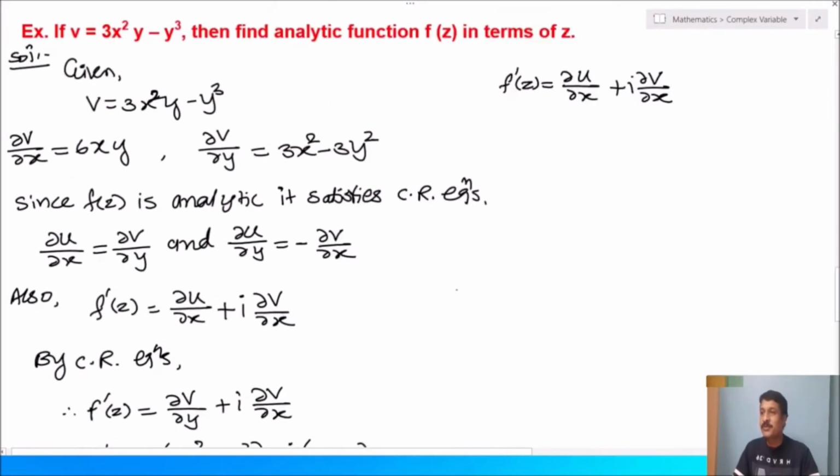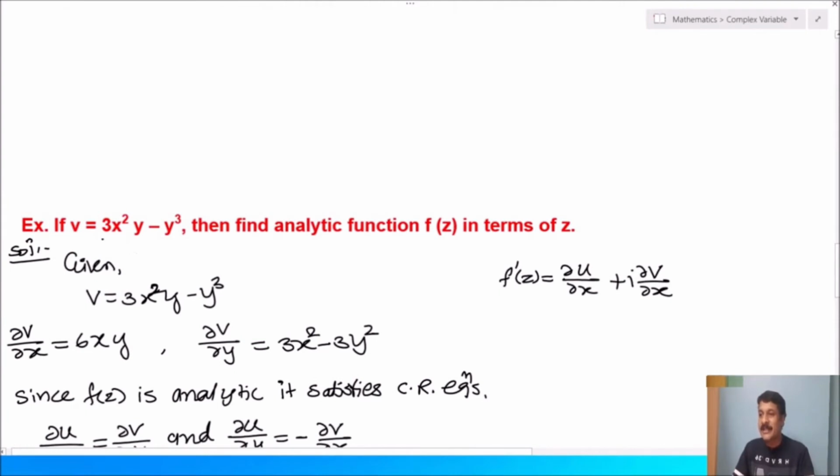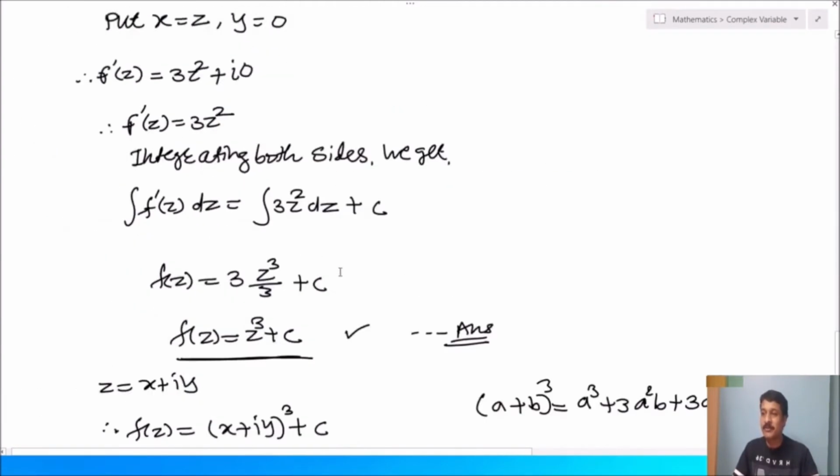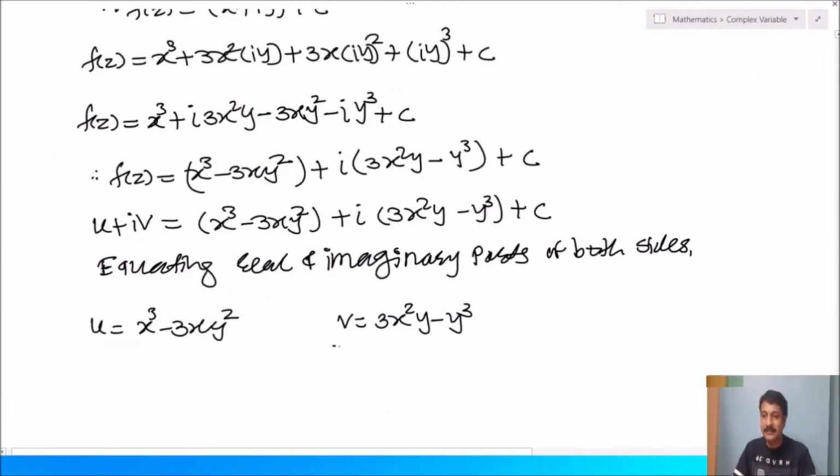So you can observe here, what is v? 3x square y minus y cube. 3x square y minus y cube. So our answer is correct. So this is verification also. So v is correct means definitely u is correct. Now what about this c? Definitely v is given, it does not contain c. So definitely u contains c. So this is your required u also.